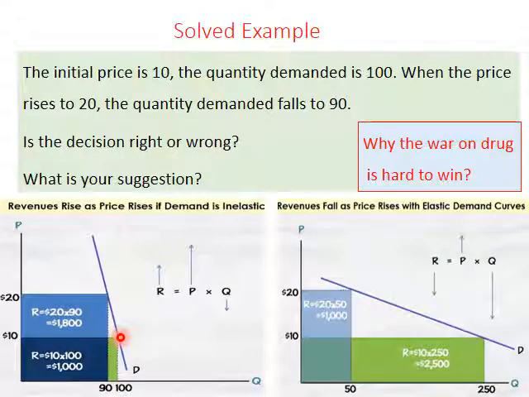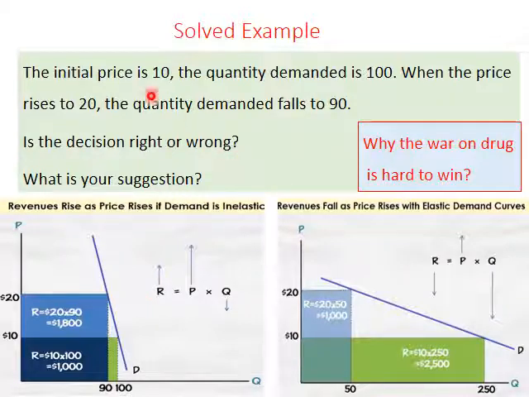Sorry. The initial price is 10, and the initial quantity is 100. So we can calculate this one. The area of this one will be the total revenue at this point. And when we increase the price to 20 from 10 and decrease the quantity to 90, the demand decreases, and the area of this rectangle will be the total revenue.